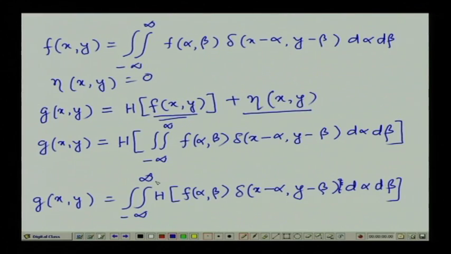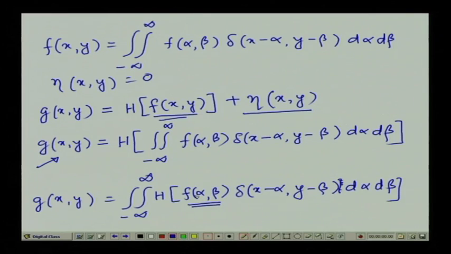And this is what we have obtained by applying the linearity and additivity property to this earlier expression of this degraded image. Now, here you find that this term f alpha beta is independent of the variables x and y.